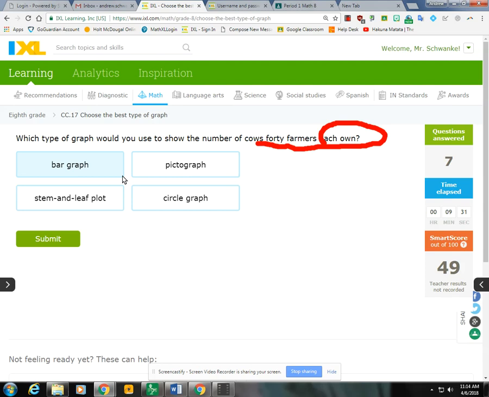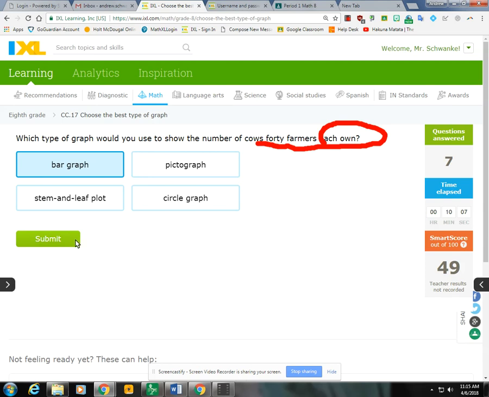And it's not a circle graph because we don't have percentages. It's either bar graph or stem and leaf plot. Bar graph is like a stem and leaf plot; they're pretty much the same. In reality, when you get out of high school, you're never going to see stem and leaf plots ever again, probably, or pictographs. So bar graph would probably be the one that I would do.